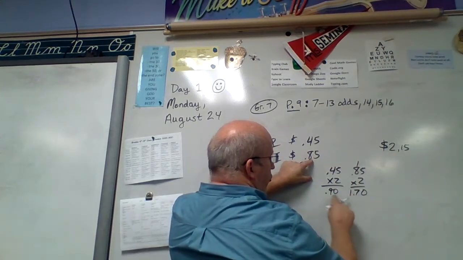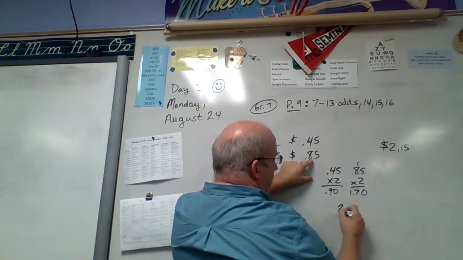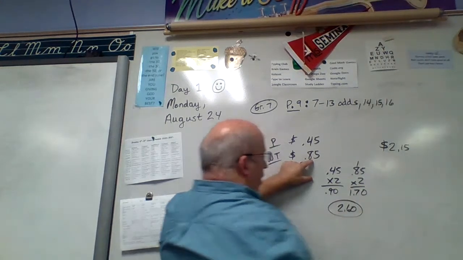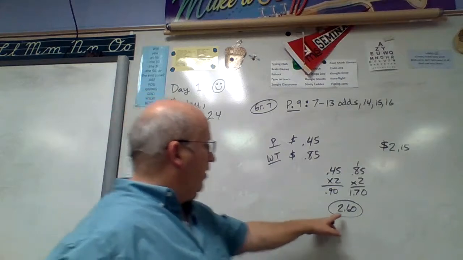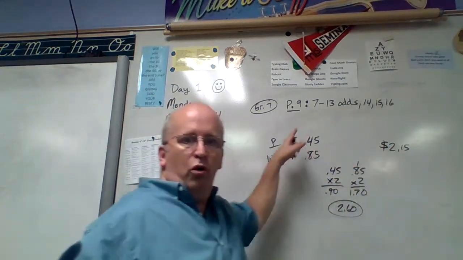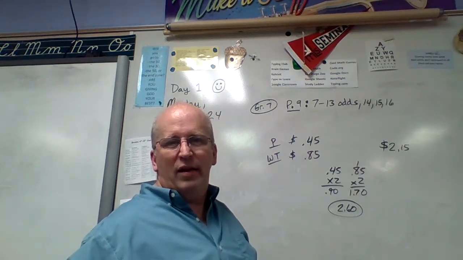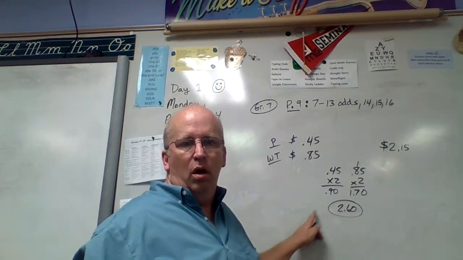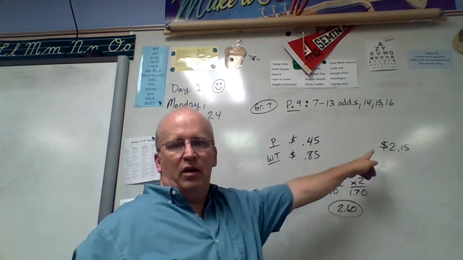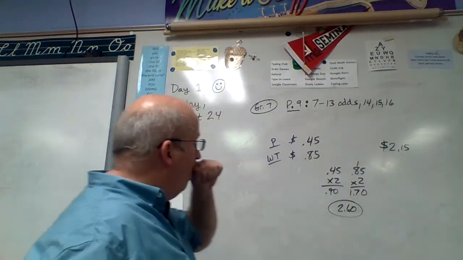If I add those 2 numbers together, I get $2.60. How'd I do? Well, that number's too high. So 2 and 2 is not going to work. 2 pens and 2 writing tablets is more than what we're asking ourselves to spend here.